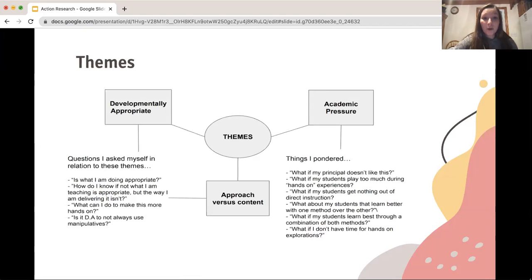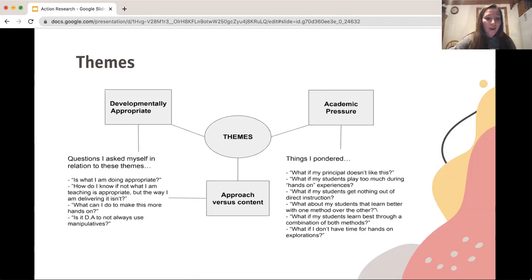Is what I'm doing appropriate? Is it appropriate for me to do just direct instruction? Is it appropriate for me to allow my students to learn through play? And not necessarily appropriate for my students, but appropriate in the sense of, if an administrator walks into my classroom, are they going to be pleased with what they see?